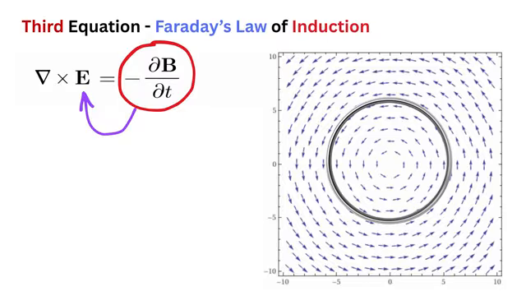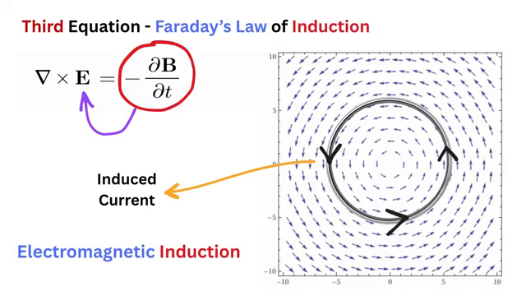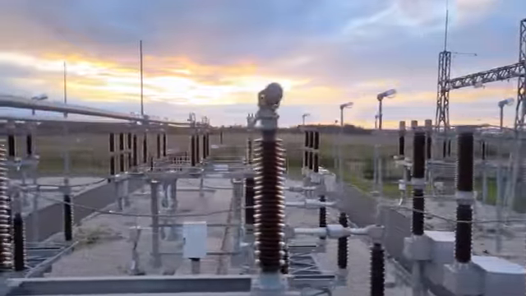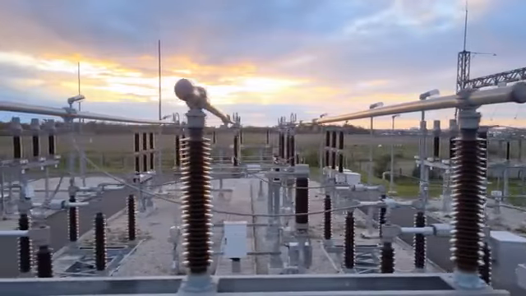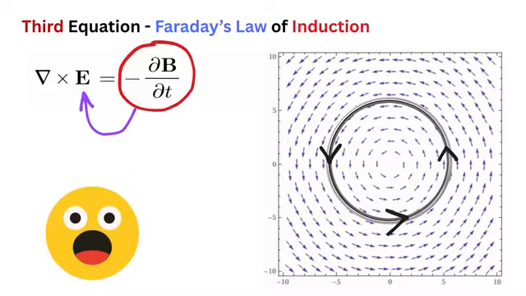Now if you take a metal ring and place it in that changing magnetic field, the circulating electric field pushes charges around the ring. As a result, current starts to flow in the ring even though no battery is attached to it. This is called induced current. This phenomenon is what we call electromagnetic induction, and it is the basic principle behind generators, transformers, and many electrical devices. That is simply mind-blowing, isn't it?